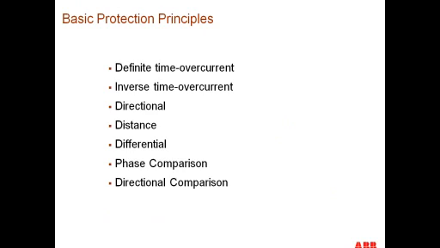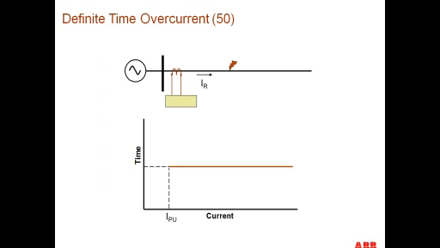Okay, now let's look at some basic protection principles that are used. There's a definite time overcurrent relay, inverse time overcurrent relay, directional, distance, differential, phase comparison, and directional comparison. Those are the ones we'll go through now. Definite time relay: here we have a radial power system. We have a fault on the system that's indicated by this little lightning bolt. We have a relay with a current transformer, and this little box is our relay. The fault current goes from the source through the relay, through the CT, out to feed the fault.